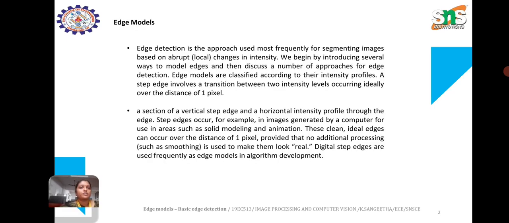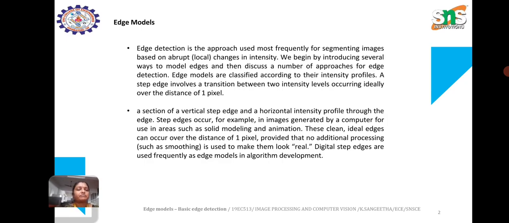In edge-based segmentation methods, there are three types of detections, that is point detection, line detection, and edge detection. These detection methods are fundamental techniques in image processing segmentation used to detect specific features or structures within an image. These methods are used to identify isolated points, straight lines, and edges, that is boundaries between objects. They are essential for higher level tasks like object recognition and scene understanding.